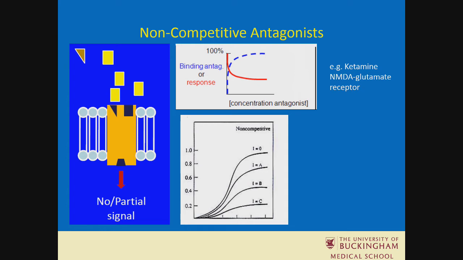And again, here's an example of a non-competitive antagonist, which is ketamine, which acts at the NMDA glutamate receptor. And the difference between this and competitive is that no matter how much more agonist you put in there, you can't override the depression of the response. So if you see a curve like this, it'll immediately say to you that this is a non-competitive antagonist. It's not binding in the same pocket as the agonist, and therefore the agonist can't displace it and compete it away.